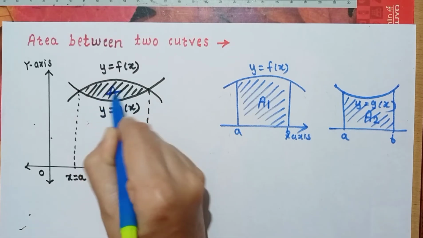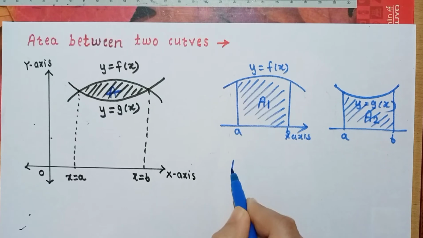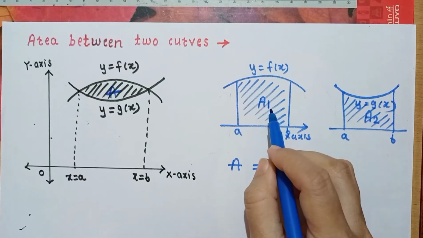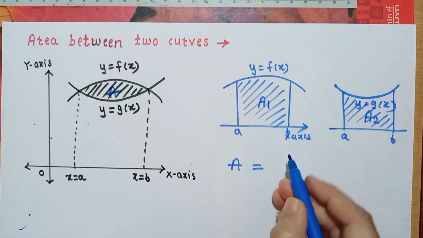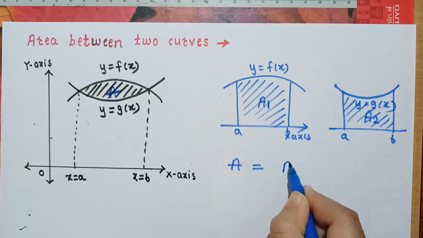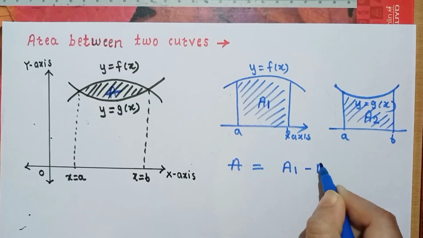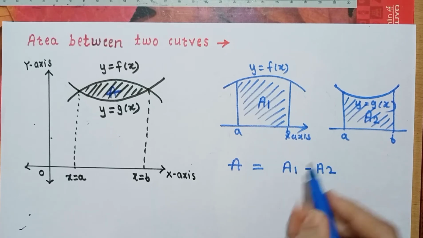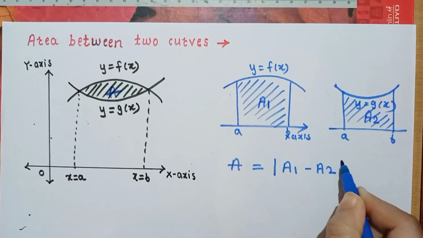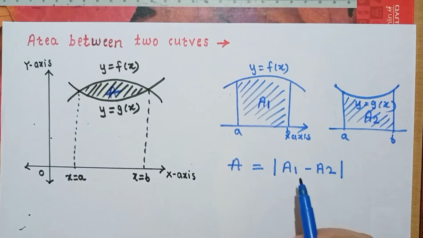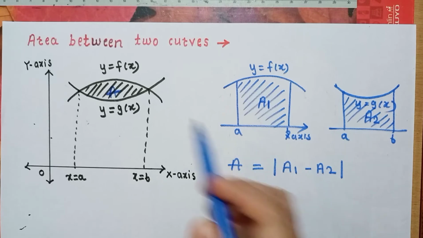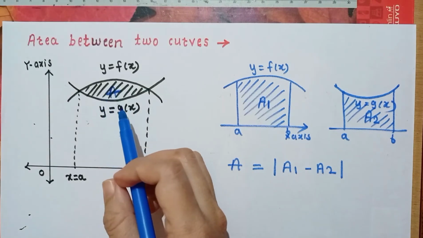Let this area be A. So we will find out A by subtracting this A2 from A1. So here we will write A1 minus A2, and since area is positive we will write the modulus sign here. We will use this formula and we will find out this required area.